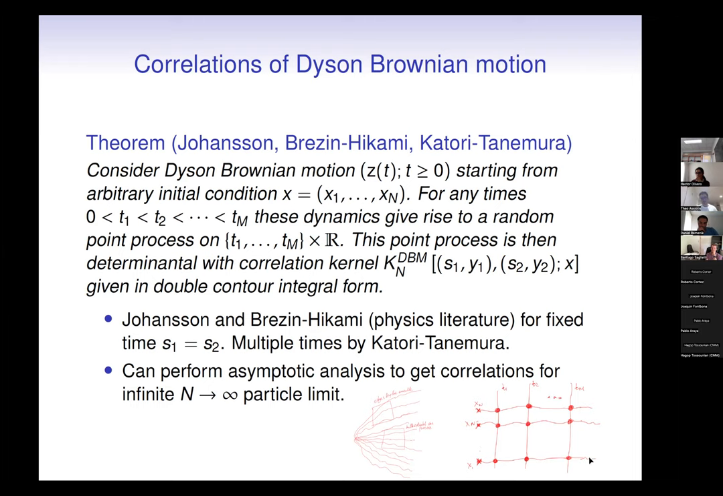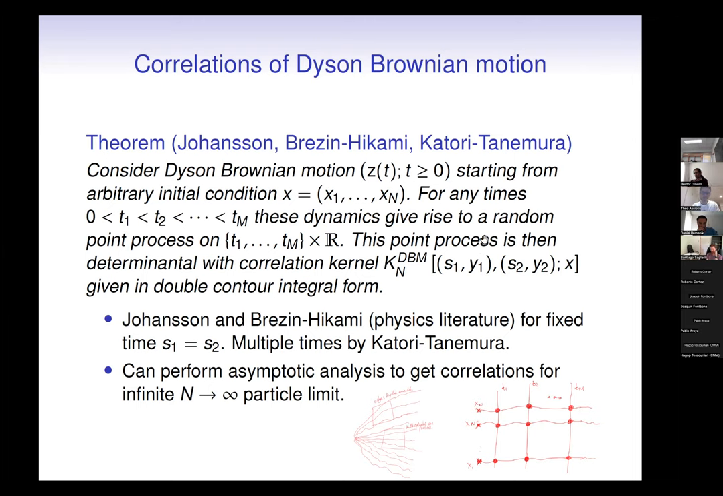And then at each of these times, I get a random point process on R. This theorem says that this random point process is determinantal. So the correlation functions are given by a determinant, and the correlation kernel is explicit, given as a double contour integral. Okay, so I'm not giving you the formula. I'm going to give you a formula towards the end, which includes this one, but it's not exactly in this form.